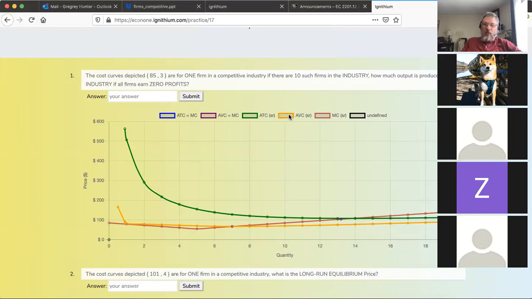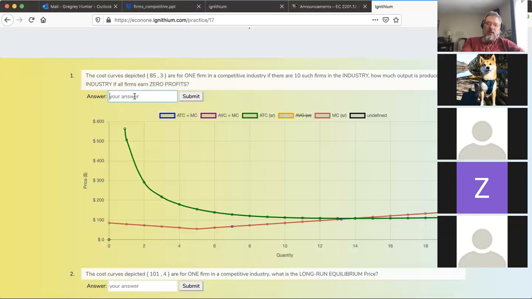So zero short run profit, I should be able to take away that line, right? And then it's highlighted here where ATC is equal to MC, right? So that's going to be where profits are zero. And it says there are 13.2 units. So let's see. Well, you guys know it's going to give me this big long equation.